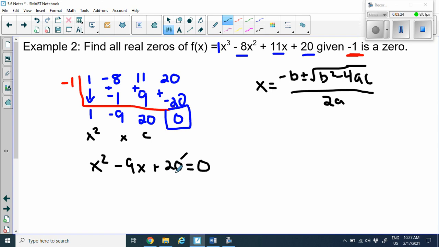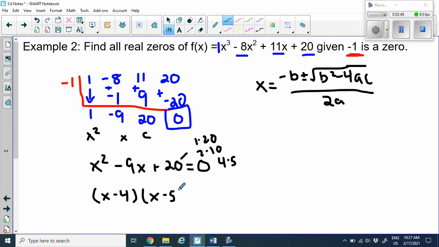Remember, first let's figure out all the numbers that multiply to 20, because our a value in front of the x squared is just 1. So we have 1 and 20, 2 and 10, and then 4 and 5. Really, the only ones we want to use are probably 4 and 5. Because we need to add up to -9, we have x minus 4 and x minus 5.